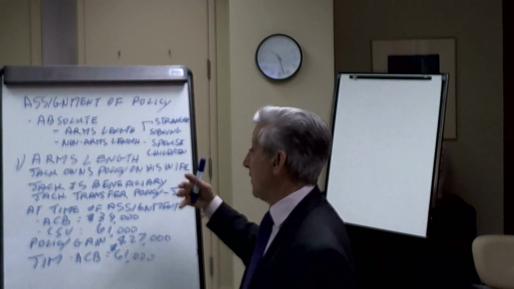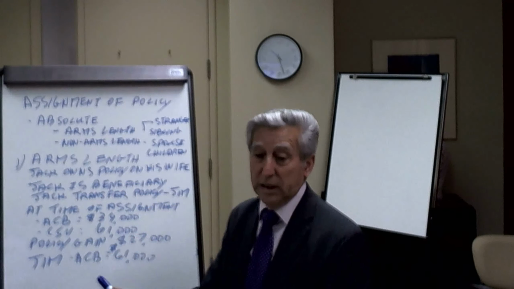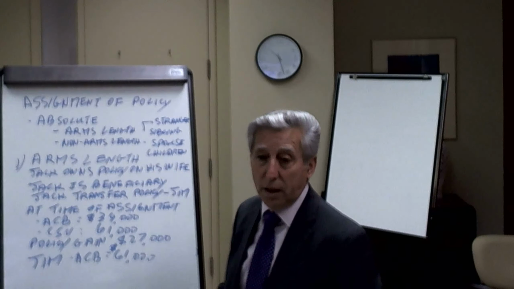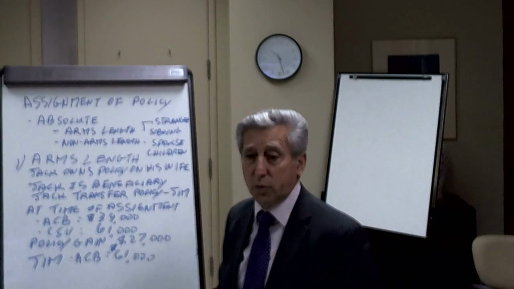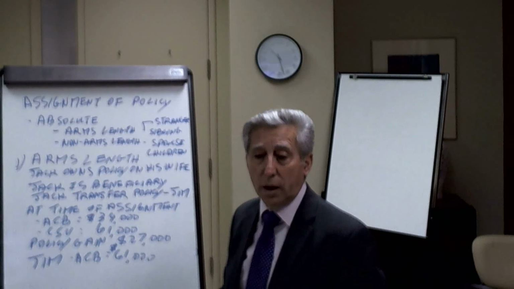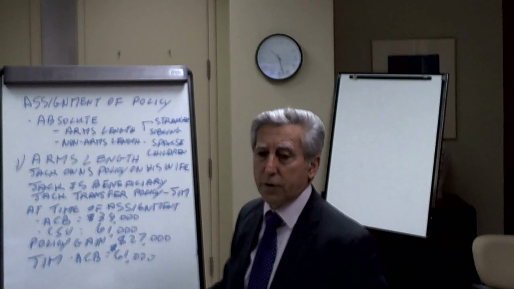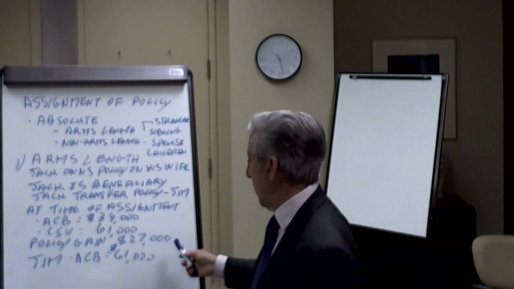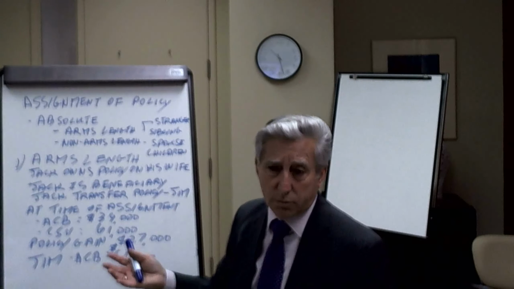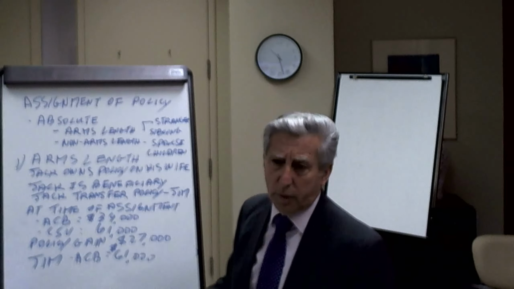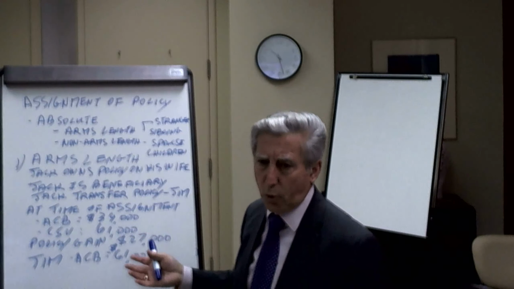So basically at that point, Jack has a policy gain of $27,000, which he has to then report on his T4s, T1s, that sort of thing. He has to report that as income. And then based on Jack's assumed marginal tax rate, he has to pay the appropriate amount of tax.